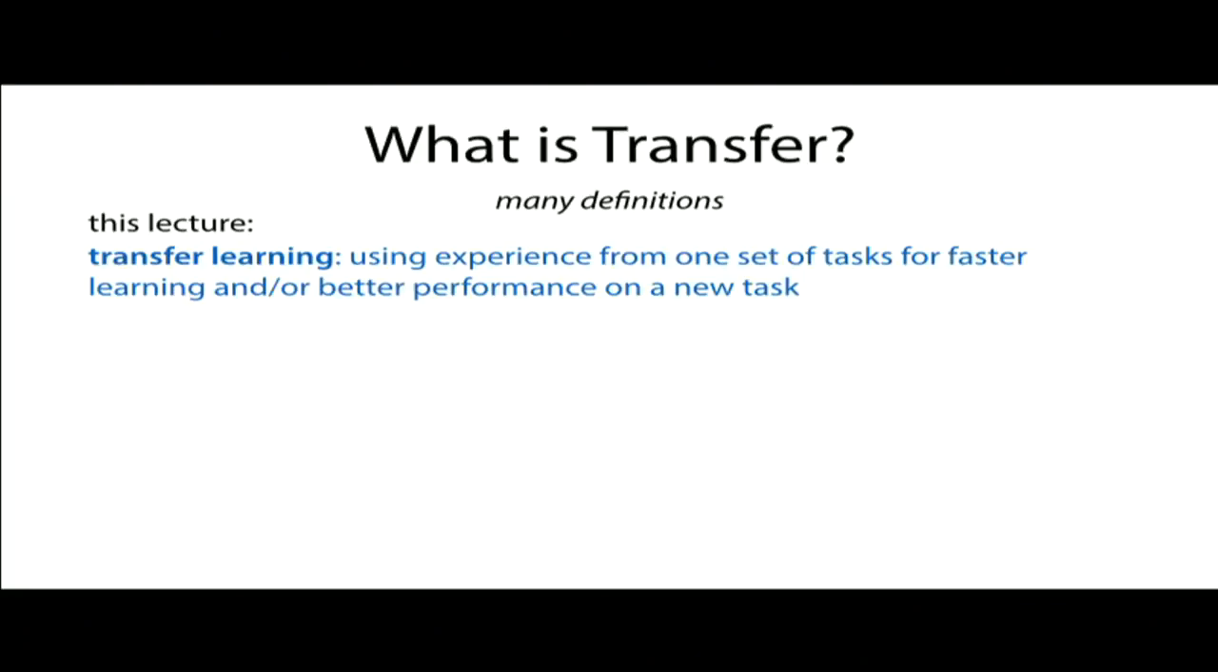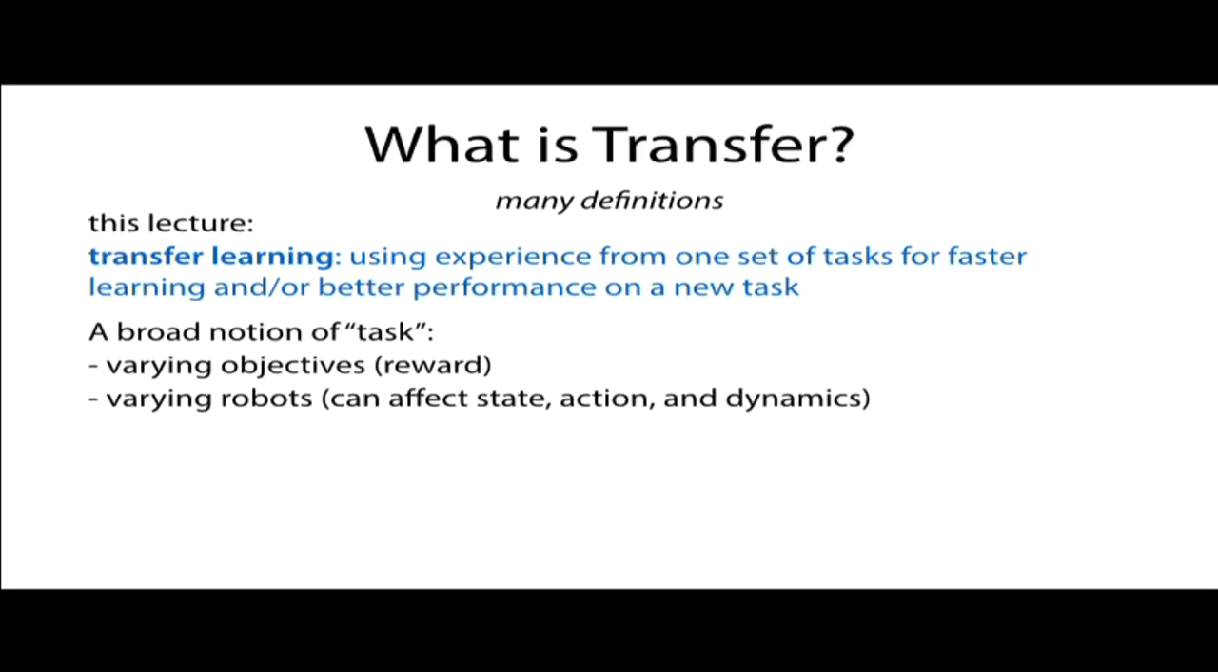Okay, what is a task? We'll also have a broad notion of task. So a task could be varying objectives, so the reward might change across MDPs. It might be varying robots, so we want to be able to learn on one set of robots, and then when we buy a new robot, we want to be able to transfer what we learned on those robots to the new robot. And in the MDP, this can affect the state, the action space, and the dynamics.